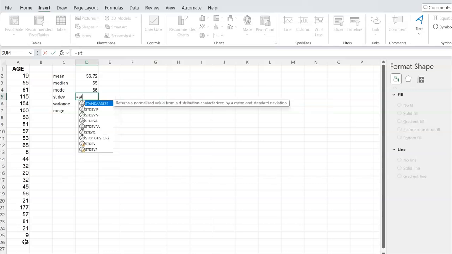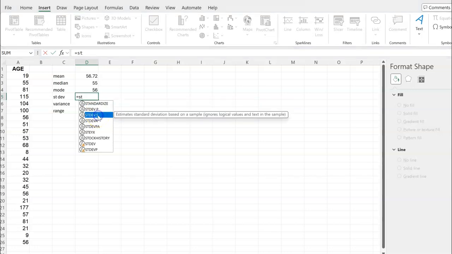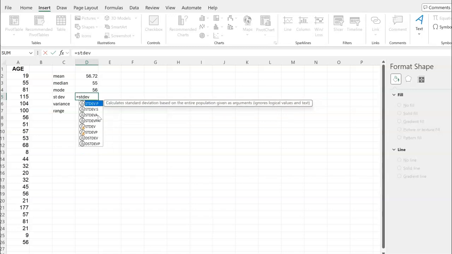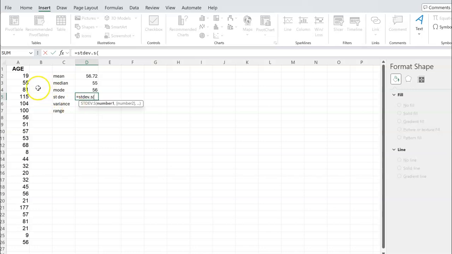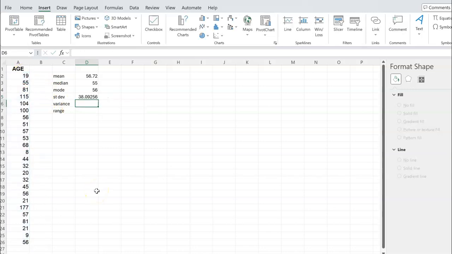Standard deviation. I'm going to use standard deviation. This is for a sample. So I'm going to use the standard deviation for a sample. So STDEV dot S. Hit enter. Now, why is that important?